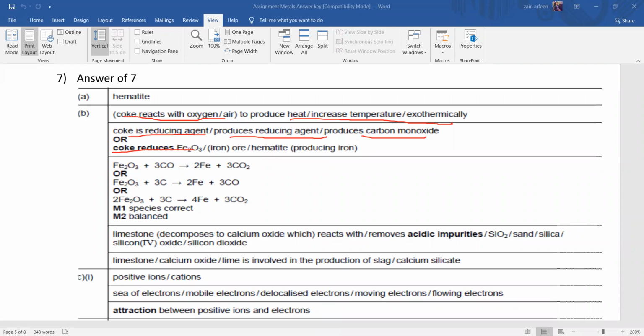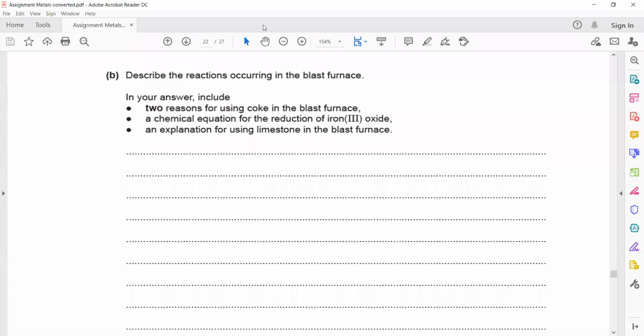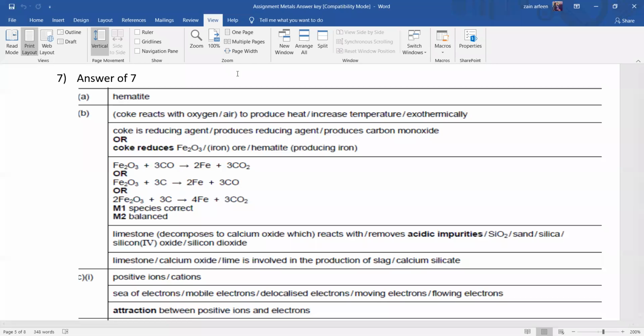And then the third question was a chemical equation for the reduction of iron oxide. You can see iron oxide reacts with carbon monoxide to give iron and carbon dioxide, or iron oxide may react with coke. All these reactions are acceptable, but this is the one which frequently happens. So you can memorize only one of them.